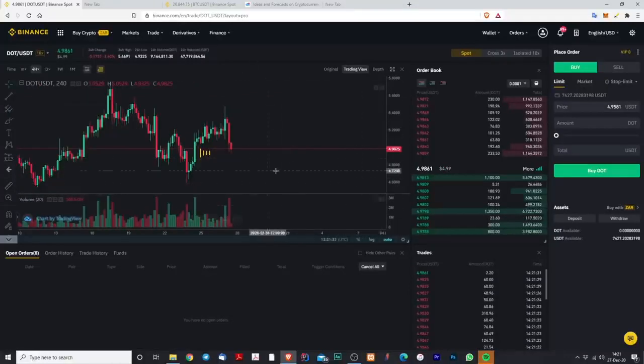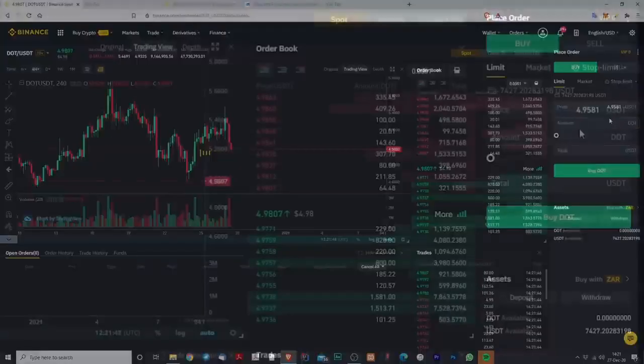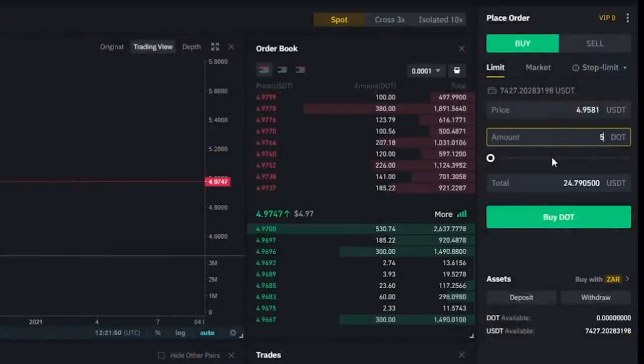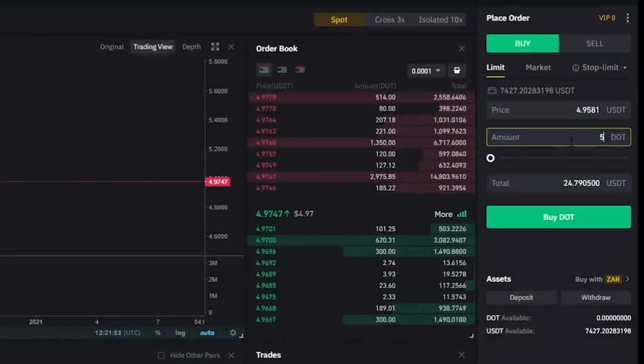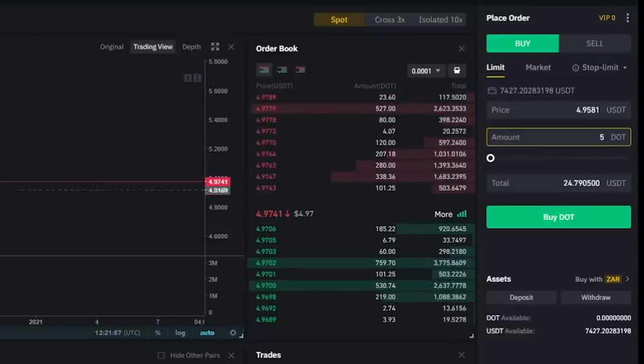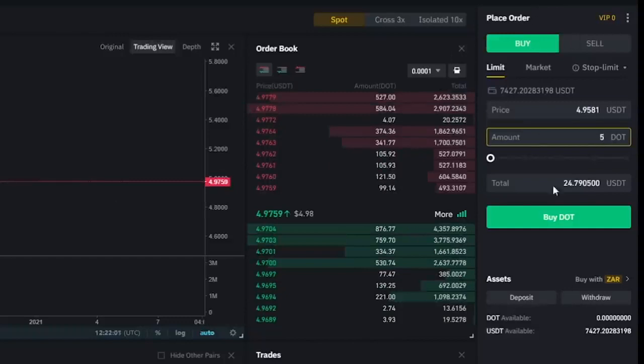And this is Polkadot right now, and it's exactly why I want to buy it, because of what's going on right now. And I want to buy it when it hits what looks like a resistance and support level. But for the sake of the example, I'm just gonna buy 5 DOTs, right? It's gonna cost me $24, as you can see, right? So you can see we have moved now from this chart. We're now looking at the place order area, right?